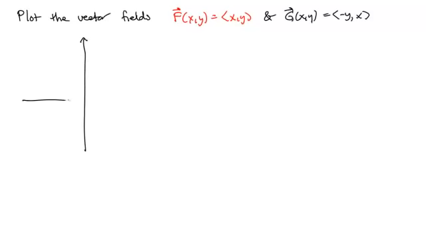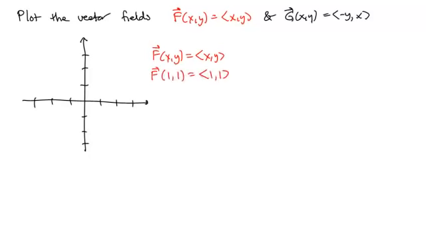So I'll give myself some axes to play around with, and then I'll start plugging in points. For example, at the point 1, 1, we would get the vector 1, 1. So at the point 1, 1, I'll draw a vector who goes 1 unit over and 1 unit up. At the point 1, 0, we would get the vector 1, 0. So I draw a vector who goes 1 unit over, 0 units up. At the point 0, 1, we're going to get the vector 0, 1. So at this point upon the y axis, we'll draw a vector who goes up 1.